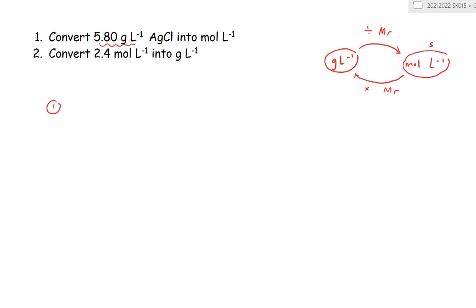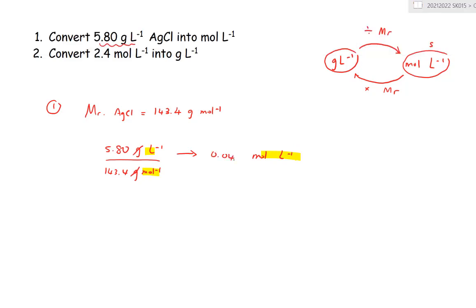Convert 5.80 gram per liter silver chloride into mole per liter. In this case, the molar mass of silver chloride, I gave you over here, is 143.4 gram per mole. So using 5.80 gram per liter, if you want to convert into mole per liter, you need to divide by the molar mass, 143.4 gram per mole. In this case, gram and gram cancel, and it will give you the unit mole per liter. Okay, so you just do simple calculations, which give you 0.04 mole per liter. Bear in mind that mole per liter can use the capital letter M, the same unit as the concentration.